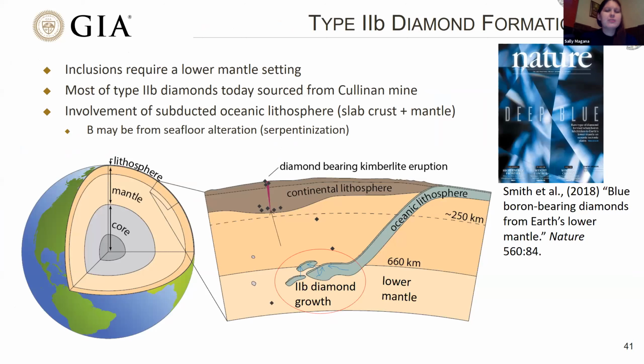Type 2B diamonds also form very deep within the earth. One of my colleagues, Evan Smith, was studying the inclusions in these, and he found that they grow very deep, about 660 kilometers below the Earth's surface. And the source of the boron is likely subduction of the oceanic lithosphere into the lower mantle, and that's the likely boron source to create these type 2B diamonds.